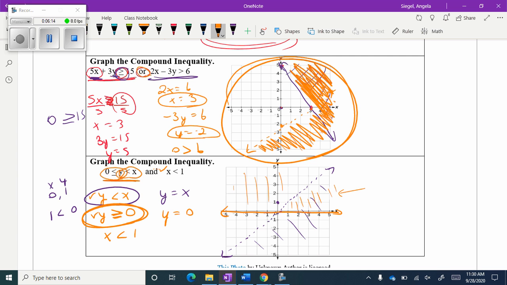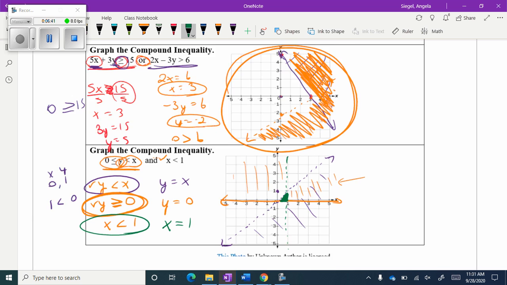Okay, let's do one more color. X is less than 1. So I'm going to look at this as X is equal to 1, and that's also a dotted line right here. And it's less than, so it's going to be to the left of it. So the only part that satisfies all three equations is this teeny tiny piece right here.